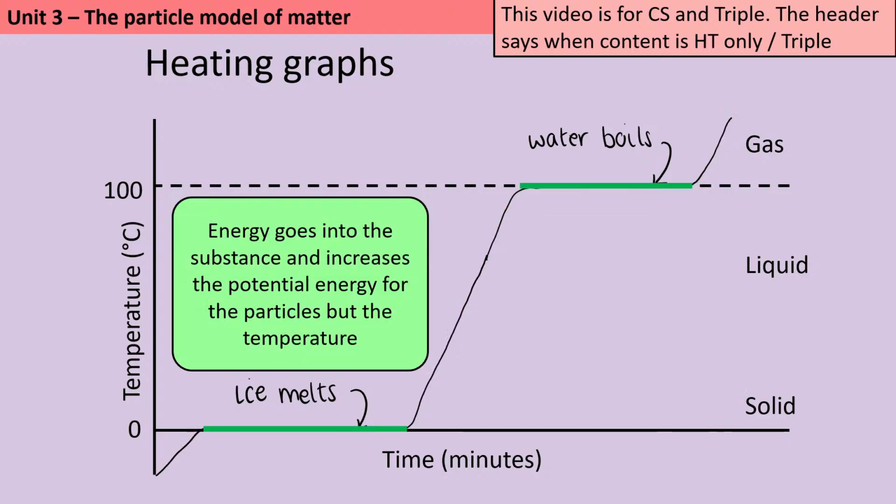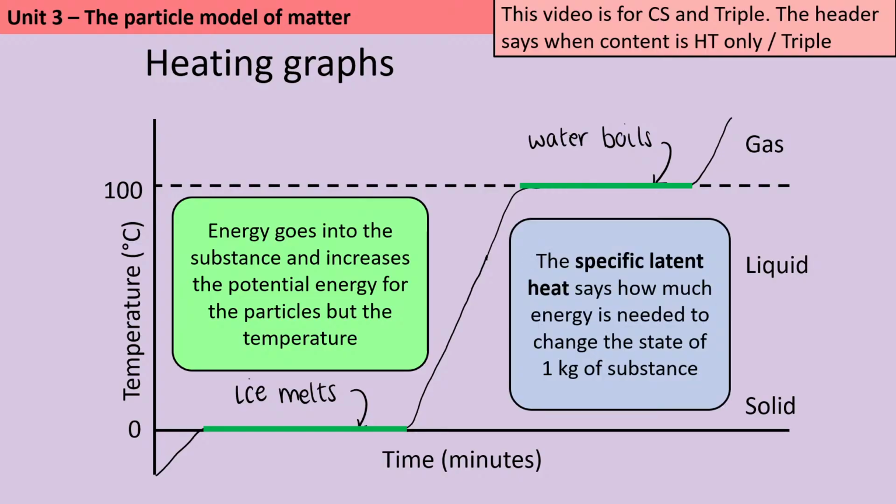Then the green portions of the graph here are where the state changes are happening. And here, instead of that energy increasing the kinetic energy of the particles, it's increasing the potential energy of the particles. And that's where my state change happens. If I want to know how much energy that's going to need, then I need to know about specific latent heat, which is the amount of energy needed to change the state of 1 kilogram of a substance.